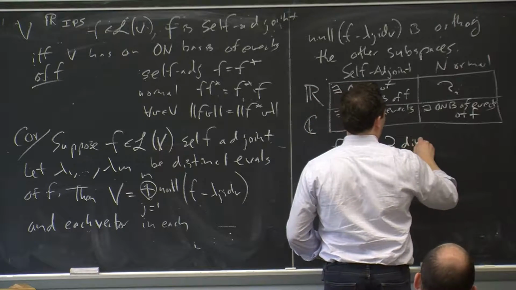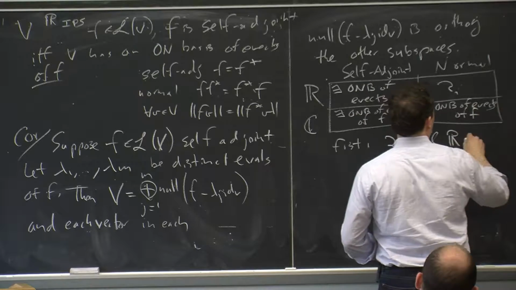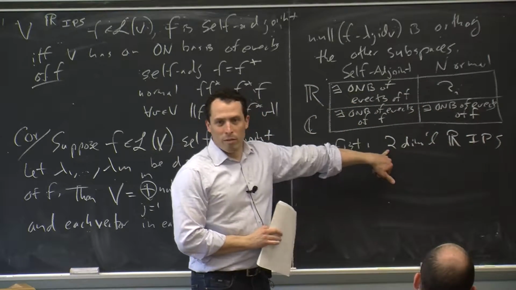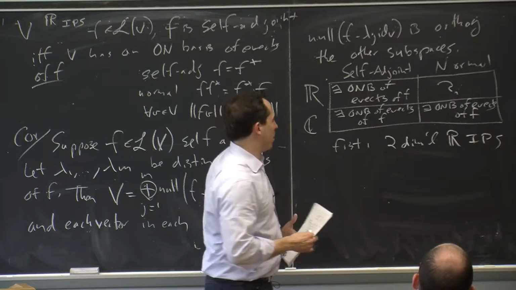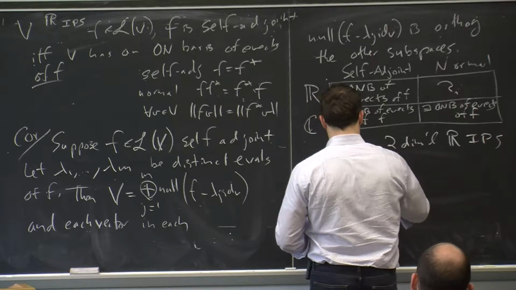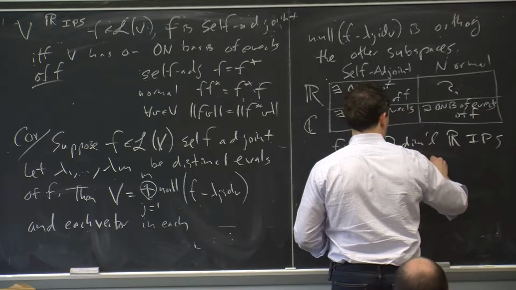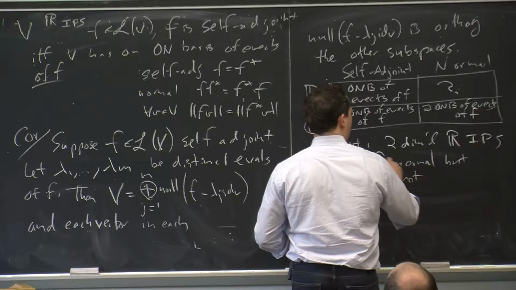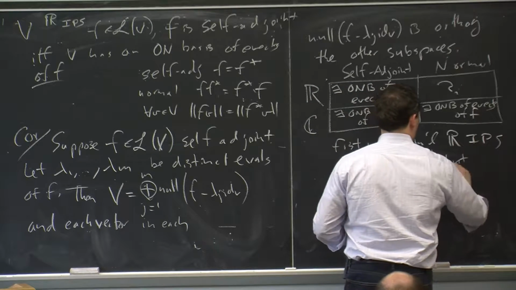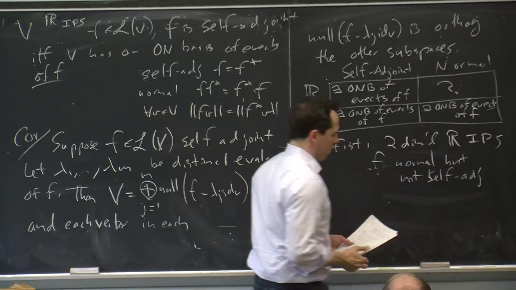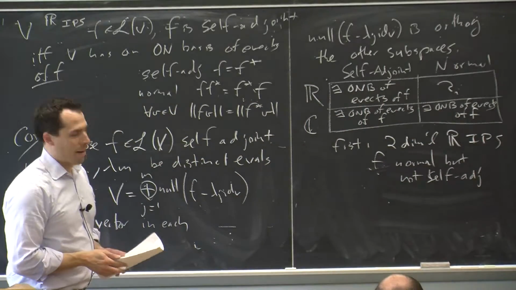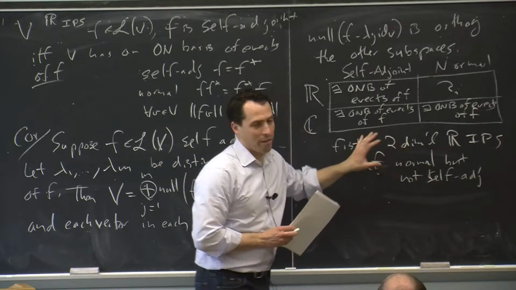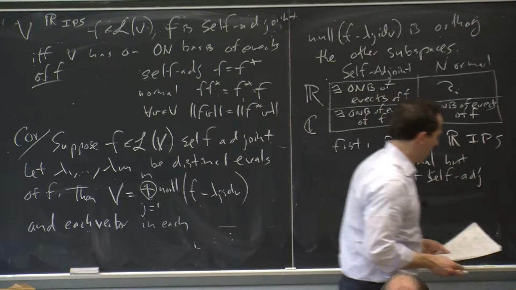So that thinking suggests that the first thing we should look at is a two-dimensional real inner product space. Right? That would be enough for this degeneracy to happen. And we should look at an operator which is normal but not self-adjoint. And see what we can figure out about that operator. And that will give us a clue as to how to fill this in. And then we just need to extend that to higher dimensions.